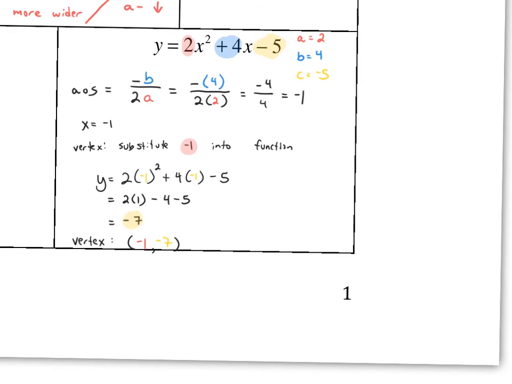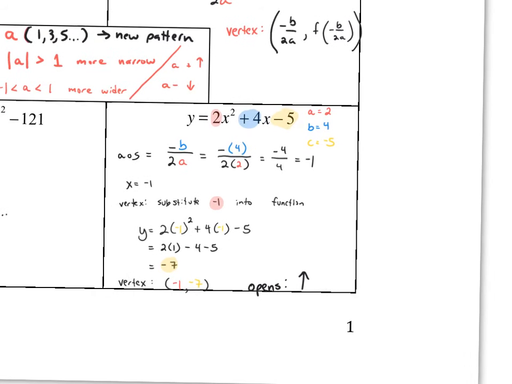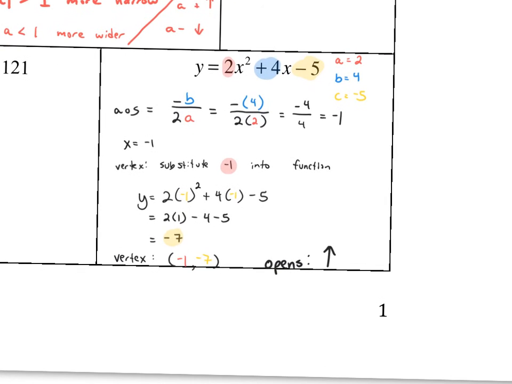Let's finish up. There's a few other things that we can gather from this. I know that this thing opens in which direction? It opens up. Because of the positive 2 there, this opens up. I could also say I know what the y-intercept is. My y-intercept is negative 5. Why? Because of that negative 5 right there. And lastly, I know what my pattern is. Based off the a being 2, it's 2, 6, 10, etc.